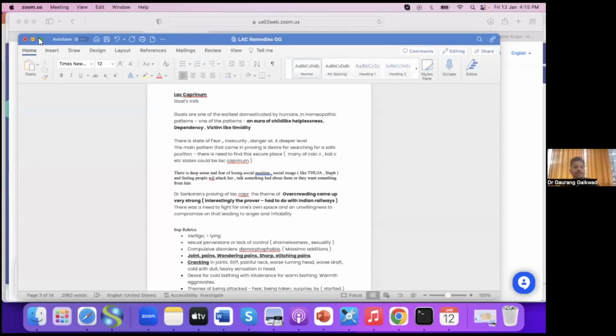We'll start the new year with some newer ideas, some newer experiences, some more advancements, and the idea of connecting the old classical literature to newer ideas in strong foundations would be the cornerstone for us here. So we start with a new remedy for today. We'll talk about a remedy belonging to the animal kingdom. We'll talk about the remedy lac caprinum.